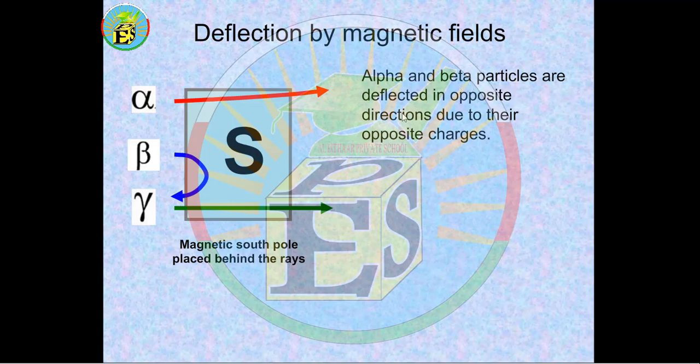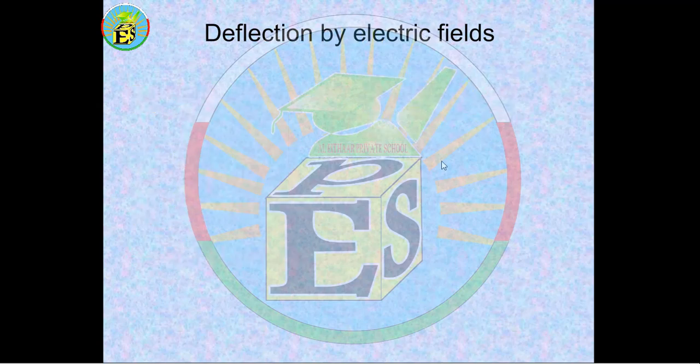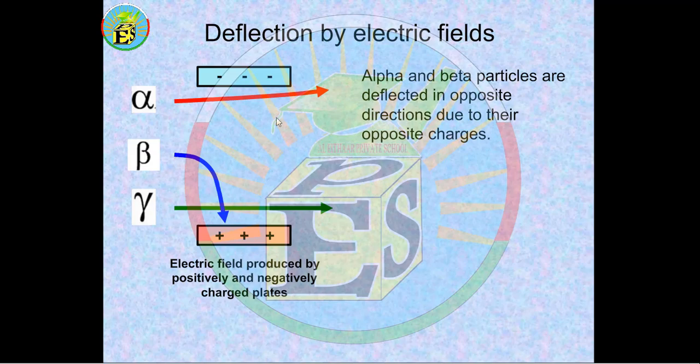Alpha and beta particles are deflected in opposite directions due to their opposite charge, negative charge and positive charge. But gamma ray doesn't have any charge, so it didn't change its direction. Deflection by electric field. If we have an electric field, alpha and beta particles are deflected in opposite directions due to their opposite charges. So alpha particle goes to the negative charge and beta goes to the positive charge, but gamma ray didn't change its direction because this radiation doesn't have any charge.